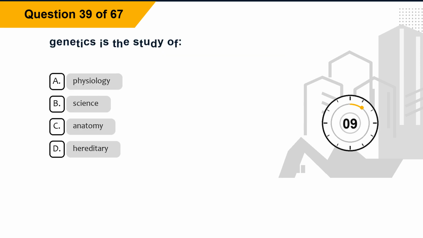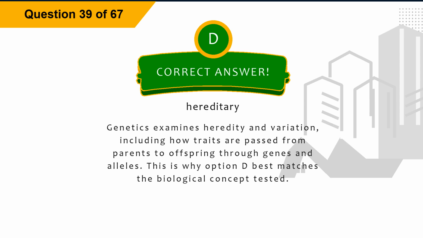Question 39. Genetics is the study of: option A, physiology. Option B, science. Option C, anatomy. Option D, hereditary. The correct answer is option D, hereditary. Explanation. Genetics examines heredity and variation, including how traits are passed from parents to offspring through genes and alleles. This is why option D best matches the biological concept tested.